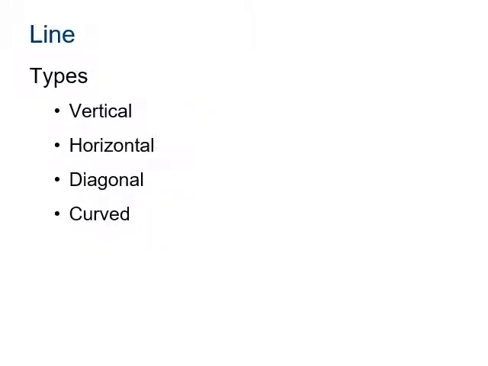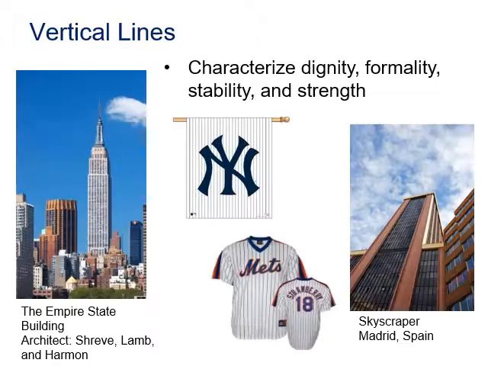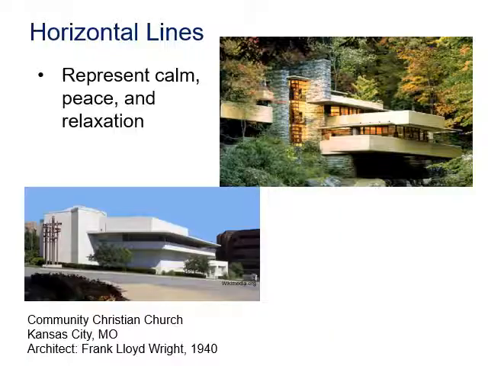Lines can be four different types. They can be vertical, horizontal, diagonal, and curved. Vertical lines, like you see here on these baseball jerseys, show dignity, formality, stability, strength. The same when you look at the Empire State Building, very tall buildings, or the skyscraper shown in Spain.